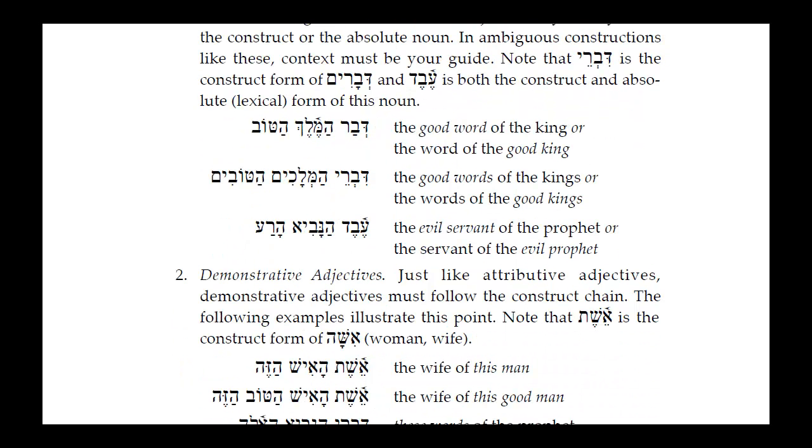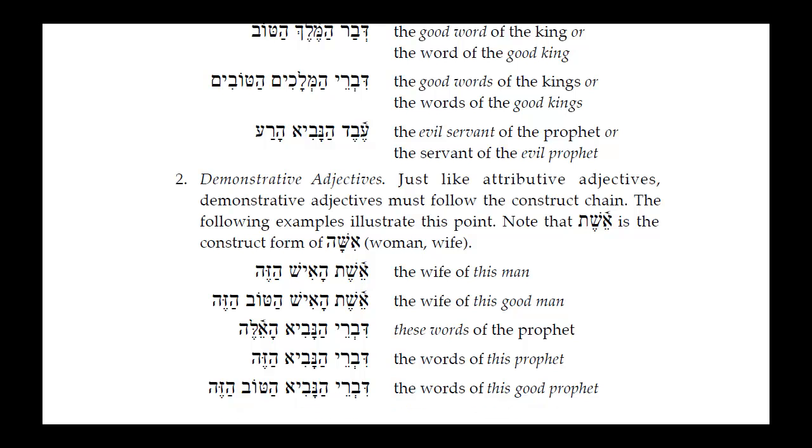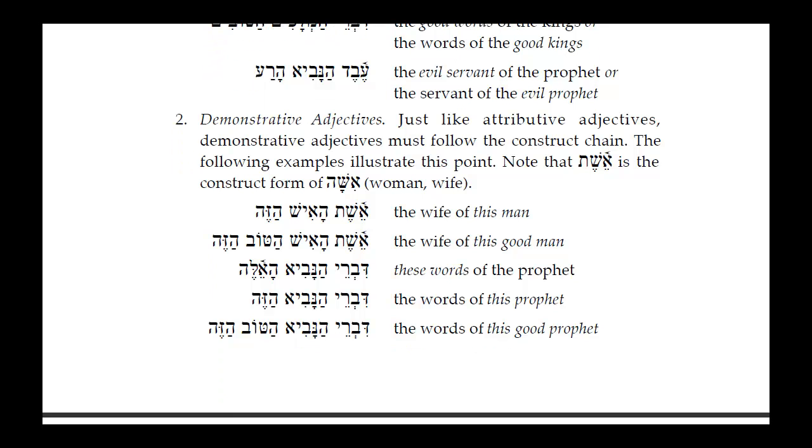All right, we're going to go ahead and go on to demonstrative adjectives and build upon this a little further. Just like attributive adjectives, demonstrative adjectives must follow the construct chain. The following examples illustrate this point. Note that Eshet is the construct form of Isha, which is woman or wife, and we're going to see how it's used here. We have Eshet, Ha'ish, Hazeh.